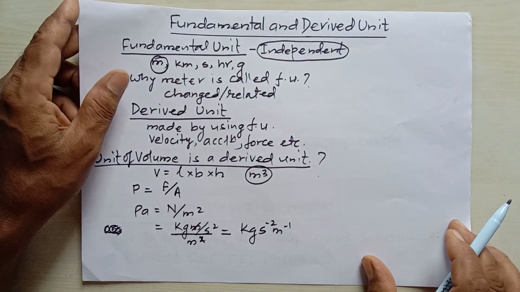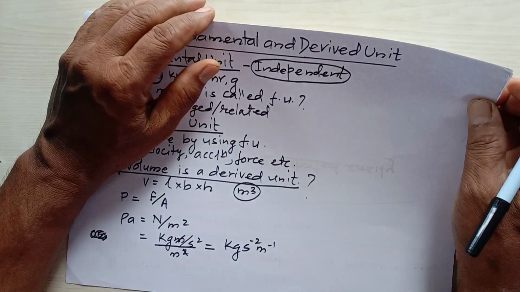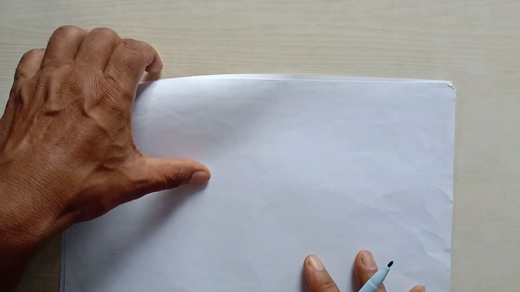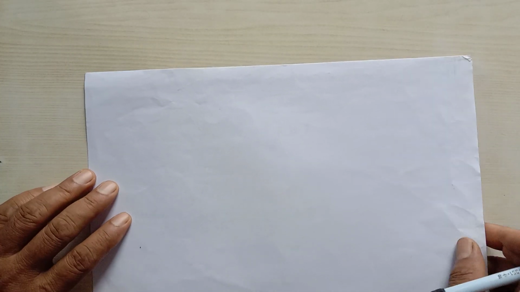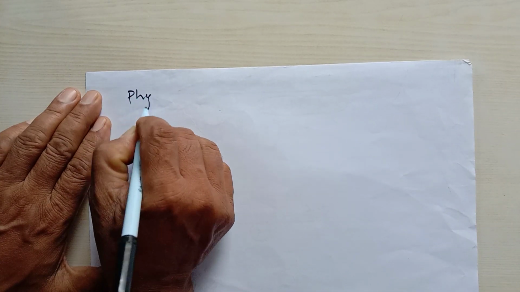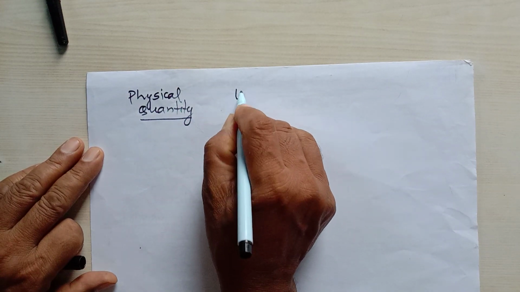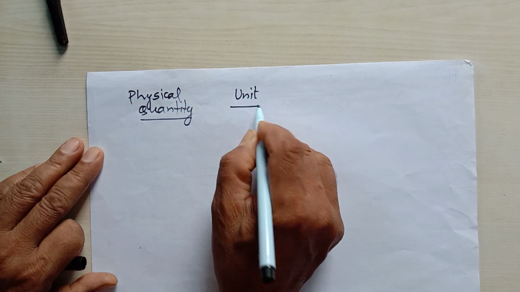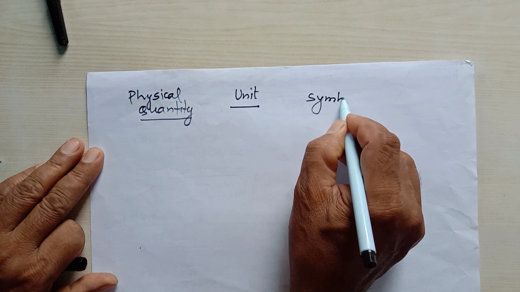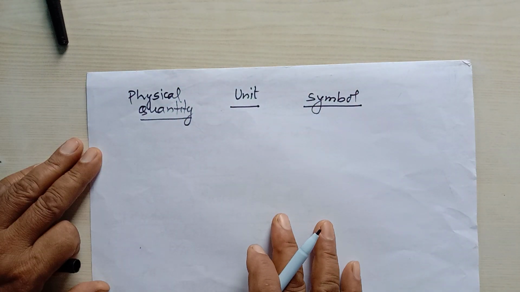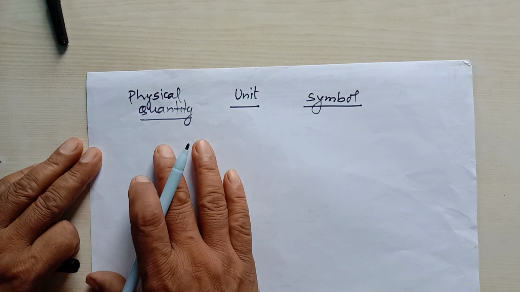Now let's talk about fundamental units according to the SI system. There are 7 fundamental units according to the SI system. Now I'm going to write all of those. We have to remember all these for the future also, as they come in different numericals. First, physical quantity, and next unit, and the symbol: which physical quantity is measured in which unit, and what is the symbol for that particular physical quantity. Now I'm talking about SI units.